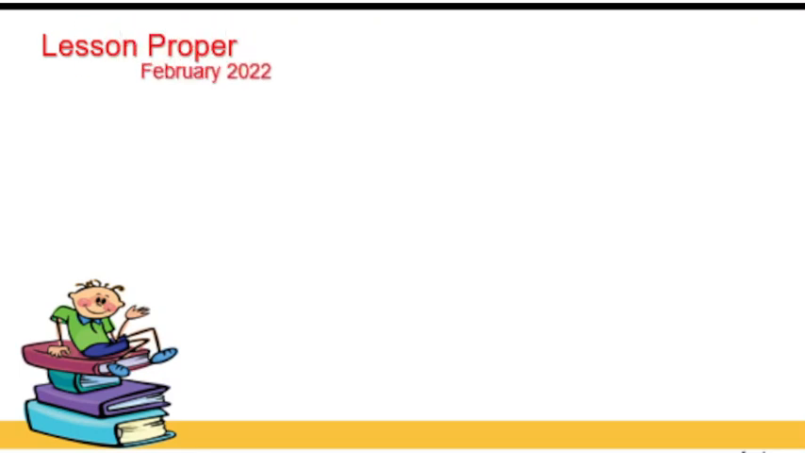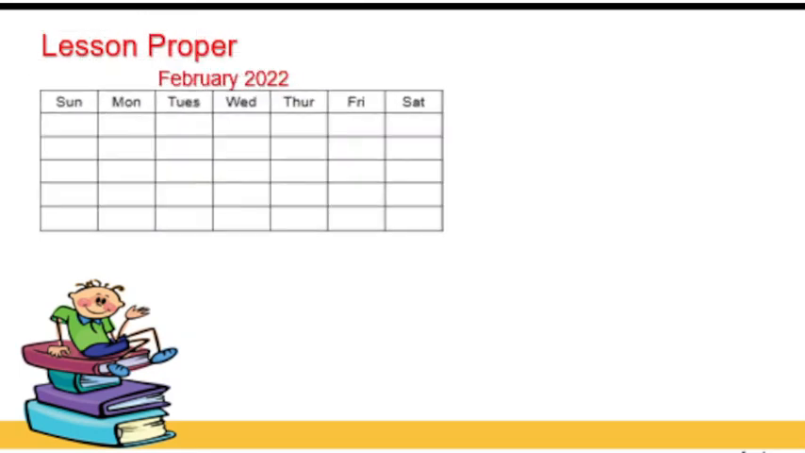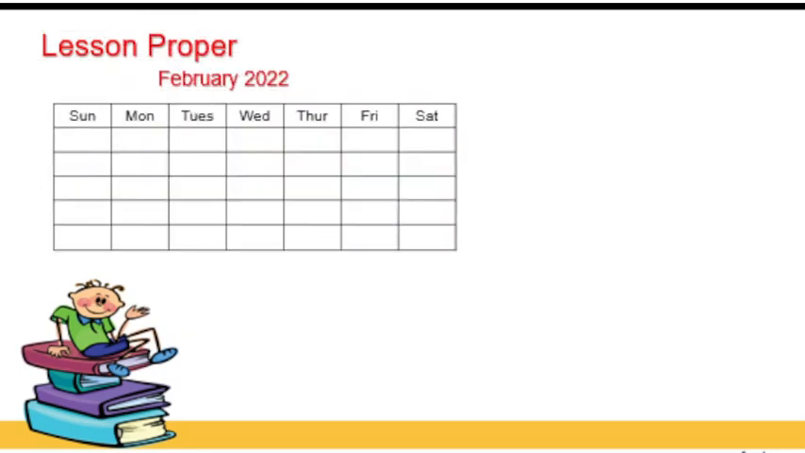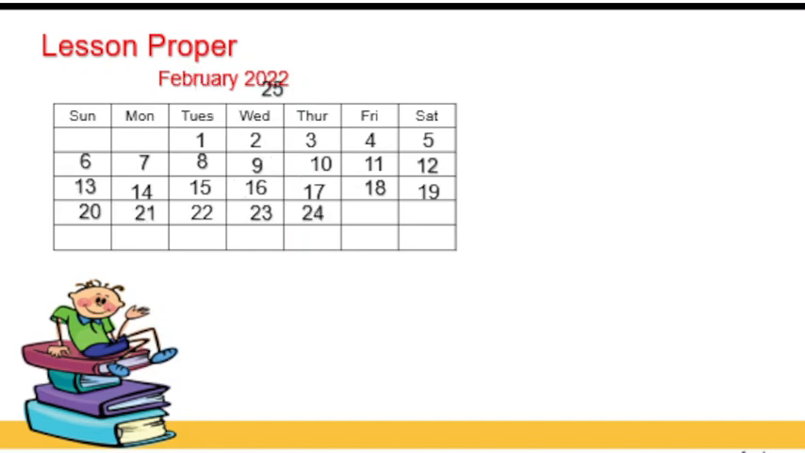Okay, so let's study the month of February. The month of February consists of 28 days. So we have 1, 2, 3, 4, 5, 6, 7, 8, 9, 10, 11, 12, 13, 14, 15, 16, 17, 18, 19, 20, 21, 22, 23, 24, 25, 26, 27, and 28.